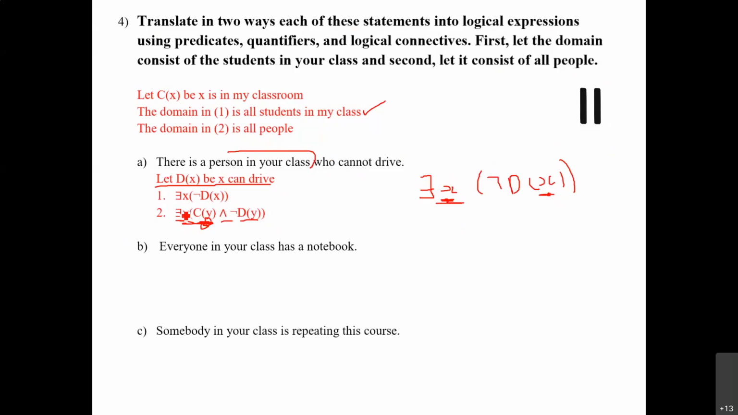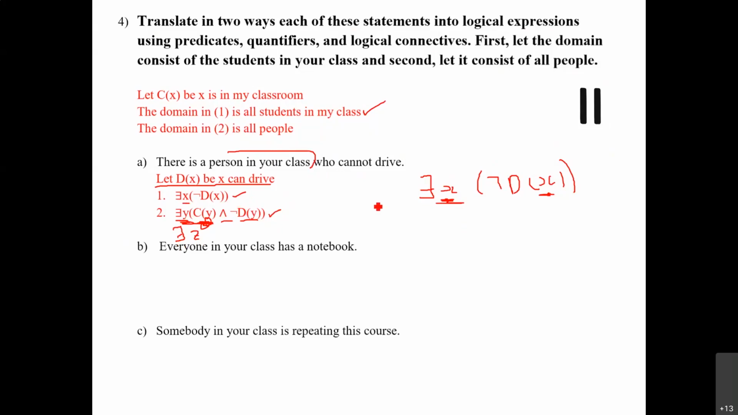Now, does it make a difference if you use X or Y? No, this is just a variable. You could have said there exists Z, or you could have used X for both of them. Just because you used X for the first one doesn't mean you can't use it for the second one. They're two different x's, two different people.